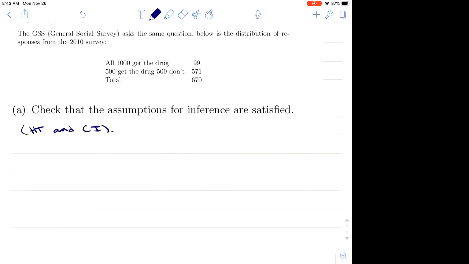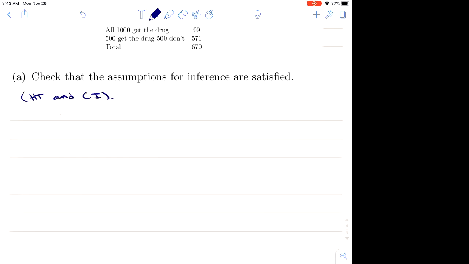So we have to check all our conditions. The first one is, do we have a random sample? It doesn't say explicitly, right? But it's an official survey, so hopefully they're random. So safe to assume the sample was randomly selected.